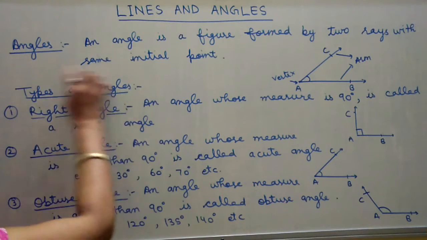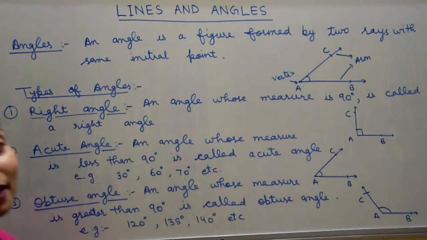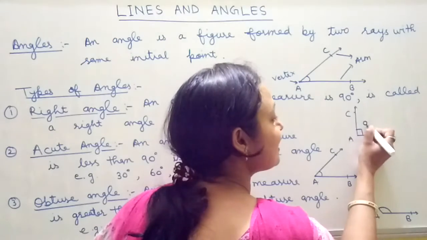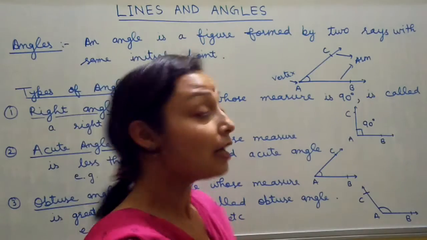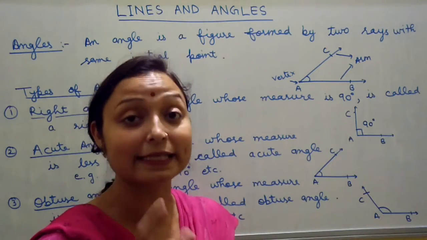Okay, now come to the types of angles. Our first type is the right angle. What is a right angle? An angle whose measure is 90 degrees is called a right angle.